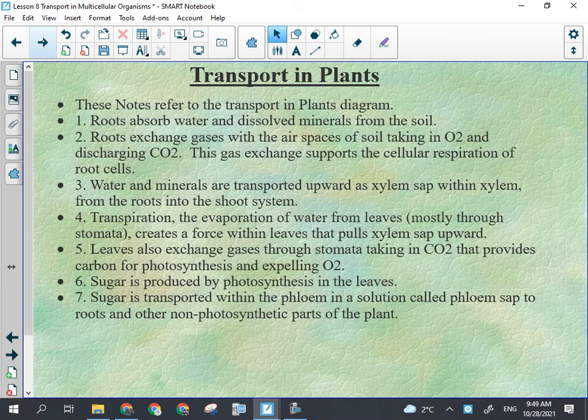All right, so these notes go with that diagram. Step 1, roots absorb water. 2, roots exchange gases. 3, water and minerals are transported up as xylem sap within the xylem. Transpiration is the evaporation of water. Leaves exchange gases. Sugar is produced by photosynthesis. Sugar is transported within the phloem in a solution called phloem sap to roots and other non-photosynthetic parts of the plant. So that all goes with that diagram there.